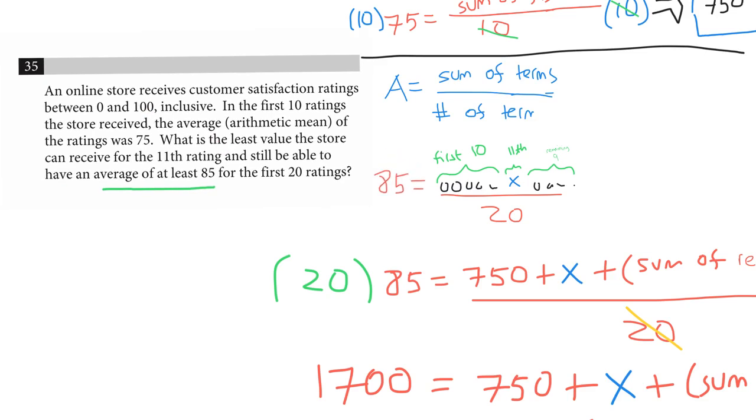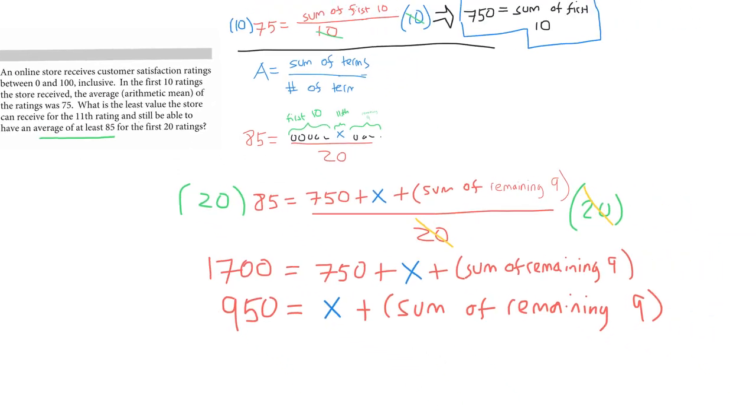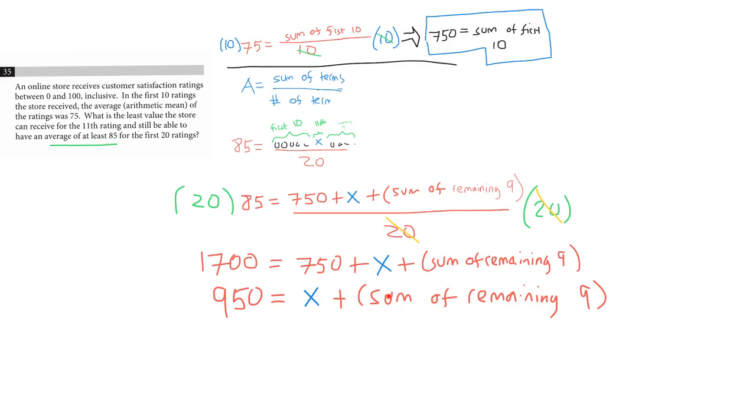So let's imagine a scenario where each of the remaining 9 is a score of 100, and therefore the sum of that would be 100 times 9, and therefore 900. So we could rewrite the equation with the intention of minimizing x by maximizing the sum of the remaining 9, assuming that each of these ratings was 100, and 100 times 9 ratings is 900 points. And we have officially maximized the sum of the remaining 9 by calling it 900.